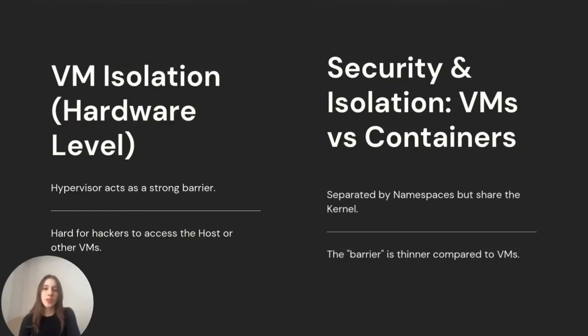One important topic here is isolation, which means how file systems stay separated. In virtual machines, isolation happens at the hardware level. The hypervisor creates a strong barrier, so it is very difficult for an attacker in one virtual machine to reach the host or another virtual machine. This gives virtual machines a very safe and stable structure.